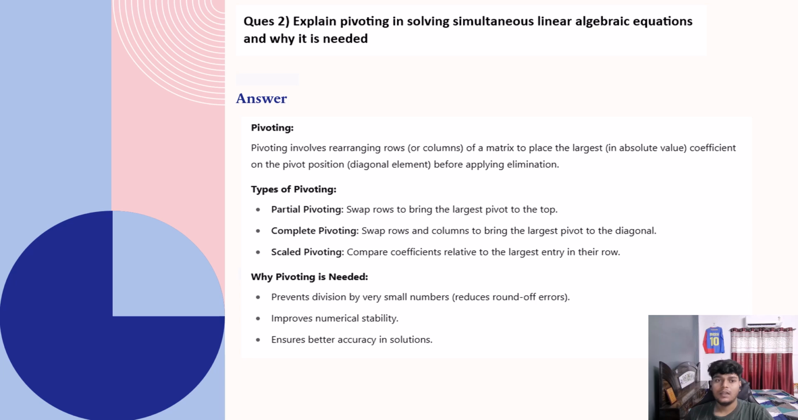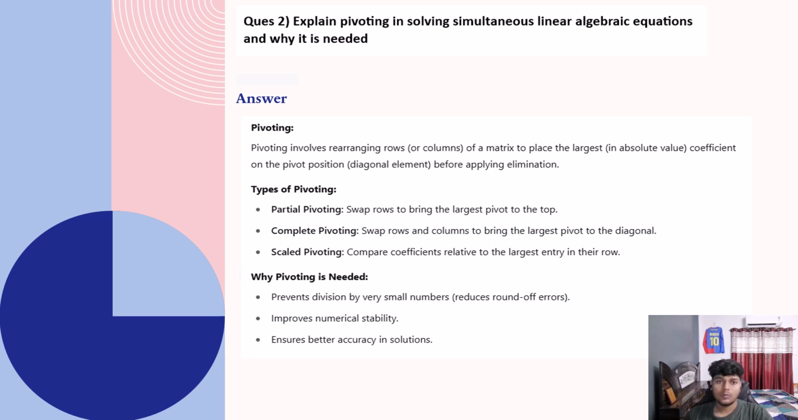largest element in absolute value in the current column k from row k to n. If the largest element is in row r, we swap rows k and r before proceeding with elimination. This ensures the pivot is as large as possible, reducing the multiplier magnitude and minimizing error propagation. Full pivoting goes further by swapping both rows and columns to use the largest element in the submatrix, but it is more complex and less commonly used.